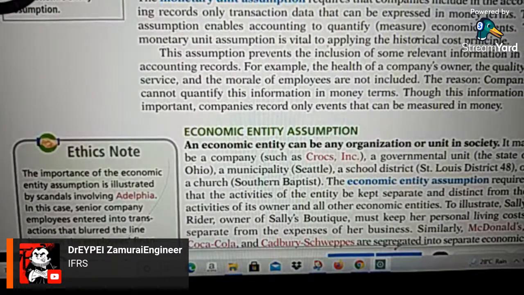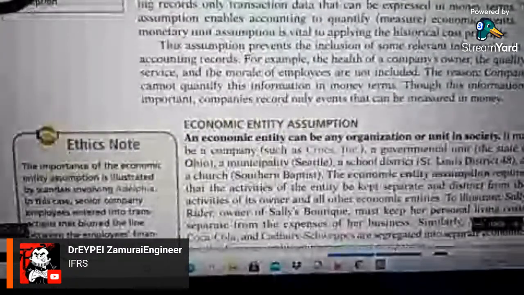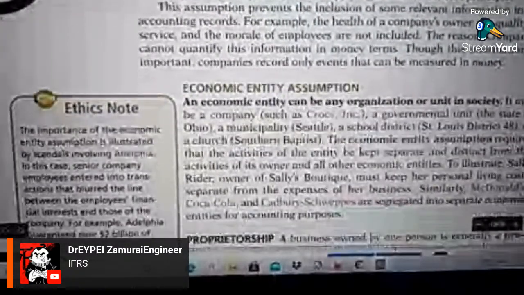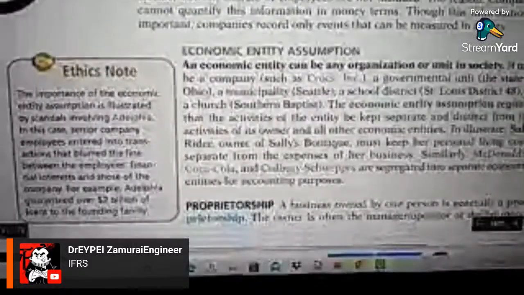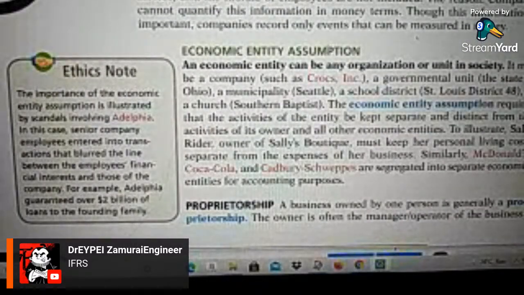So the personality of the company is different from the personality of individual owners. Okay? They are treated distinctly. Okay? So, magkaiba sila. Magkakaiba sila. Yun ang ibig sabihin ng distinctly. Magkaiba ang treatment sa kanila.